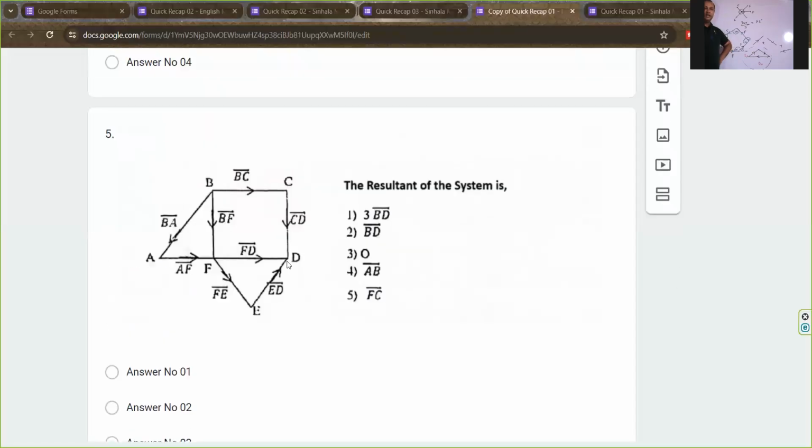Fifth one. Now you can apply that theory to this question. If you are given this kind of figure, as I told you earlier, you have to identify whether there is a closed loop or not. If there is a closed loop, that means the resultant is 0. Then you can omit that loop. Look at this. Is there any closed loop? I don't think so, no?